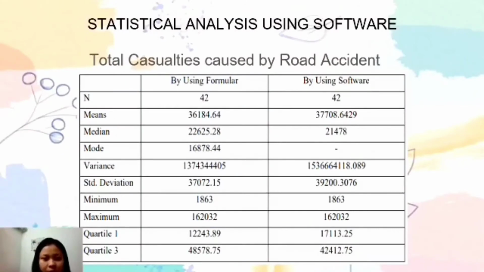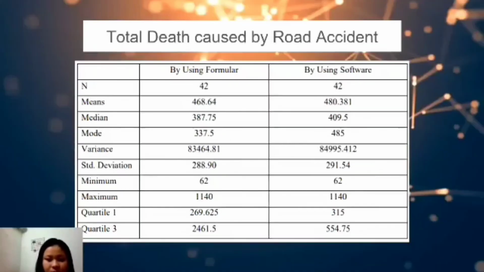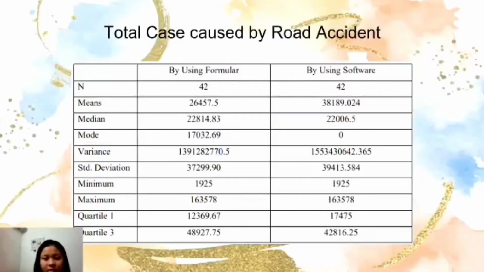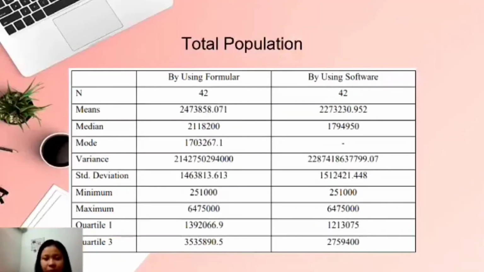Now I'm going to continue our presentation, statistical analysis using software. This table is showing the total casualties caused by road accidents, and this table is showing the two calculations, which is the formula and software, and we can see a difference in these calculations. This table is showing the total death caused by road accidents, total cases caused by road accidents, and the total populations.